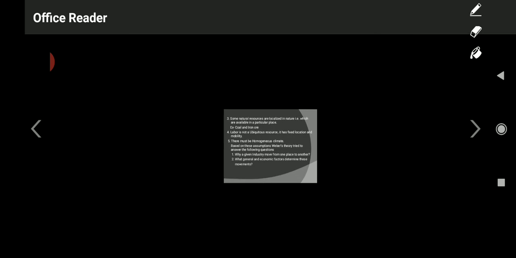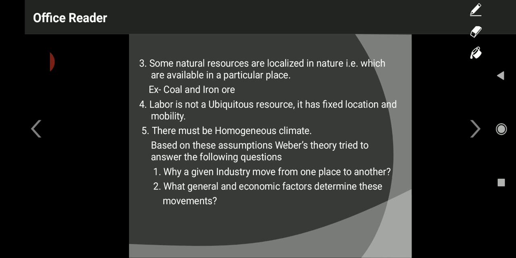Now, coming to the third assumption of Alfred Weber's theory of industrial location. What I said in the second assumption is that there are some resources which are available everywhere at all the times. Look at the third one. There are some natural resources which are localized in nature. It means they are available in a particular place, not in all the places all the time.